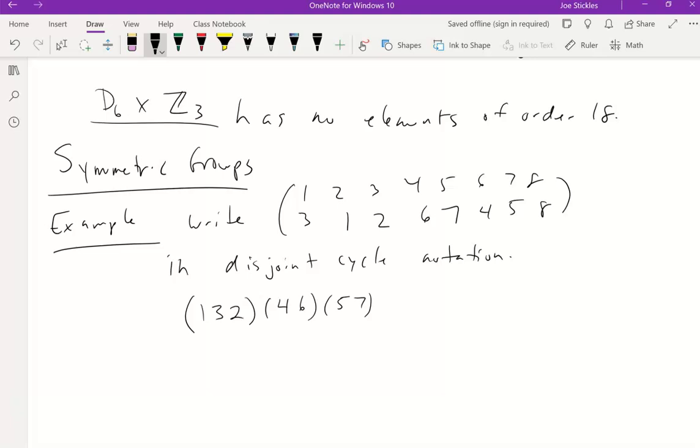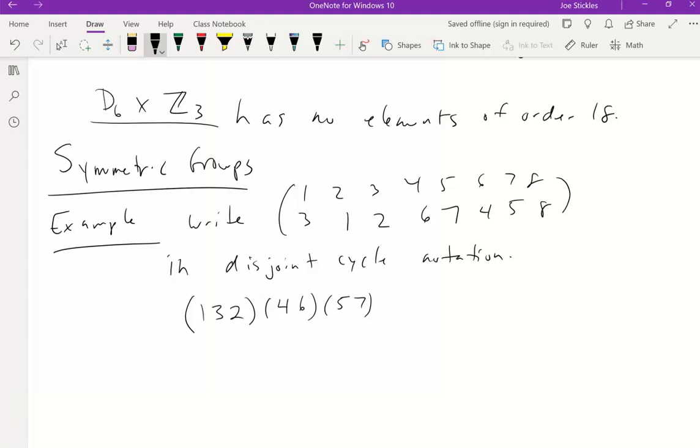The last symbol is 8. 8 maps to itself. I could write it, but I don't need to, because anytime a symbol's missing, we assume it's fixed. And writing a 1-cycle there would be fixed. So this would be changing the permutation into disjoint cycle notation, right?